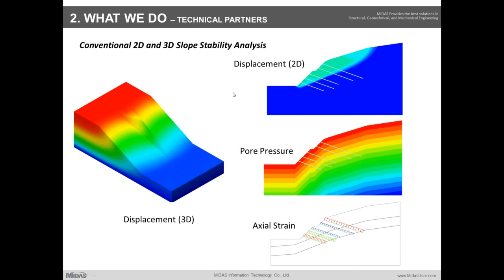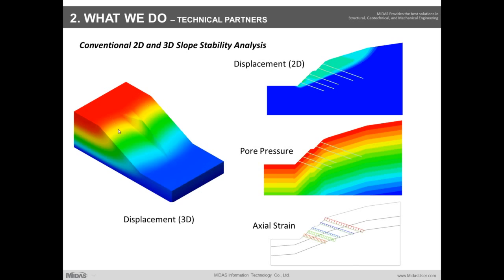So one of the main differences between Midas GTS and SoilWorks is their ability to do 2D and 3D analysis. One of the main things I want you to remember about GTS is that it's more geared towards 3D analysis and design. So if you have project geometry that's a little more complex, or that can't be modeled in 2D, then GTS would be the better fit for that project.